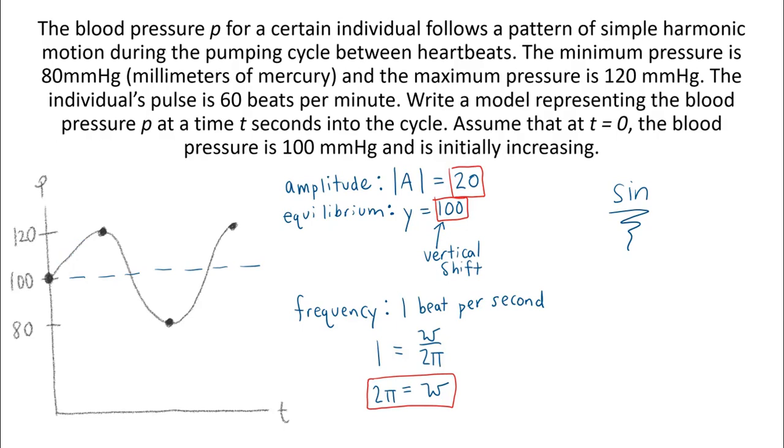Had we been told that the pressure was initially decreasing, in other words, going down, then that would have been the graph of the inverted sine function or the negative sine function. But because we're told that we are initially increasing in this situation, we'll use the positive sine function. So putting all of this information together, we will have our model, and that model will be P, because it models the blood pressure, is equal to our vertical shift, which is 100, plus the amplitude times sine of 2 pi t.